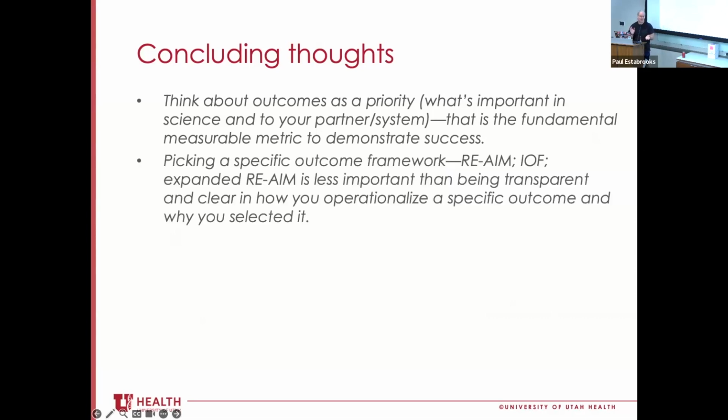Picking a specific outcome framework. As you see, we're pretty RE-AIM heavy, me and Toby. I've been working with that a long time. It's a very comfortable model. I do pull a lot from the Proctor implementation outcome framework, as you could see with our feasibility, acceptability, and appropriateness measures. I don't think it really matters what framework you choose, but you really need to be clear and transparent about why the outcome is the outcome you're focusing on, why it is a priority, and be clear in how you're measuring it. If we are very transparent and clear around these things, you're going to be okay.